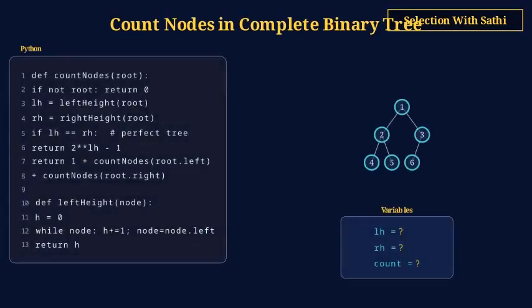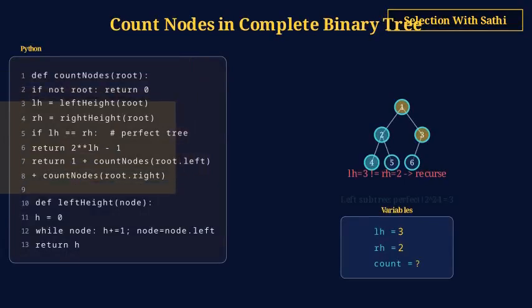Counting nodes in a complete binary tree can be done in O(log squared n) instead of naive O(n). The key observation, in a complete binary tree, either the left subtree or the right subtree is a perfect binary tree. Look at lines 4 and 5, compute left height by going all the way left and right height by going all the way right.